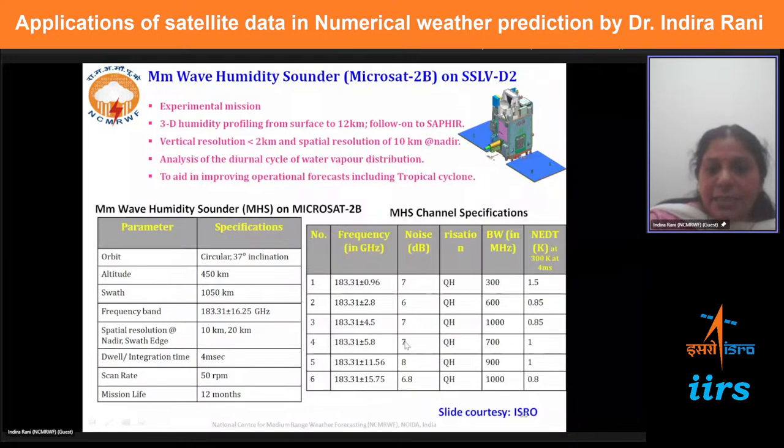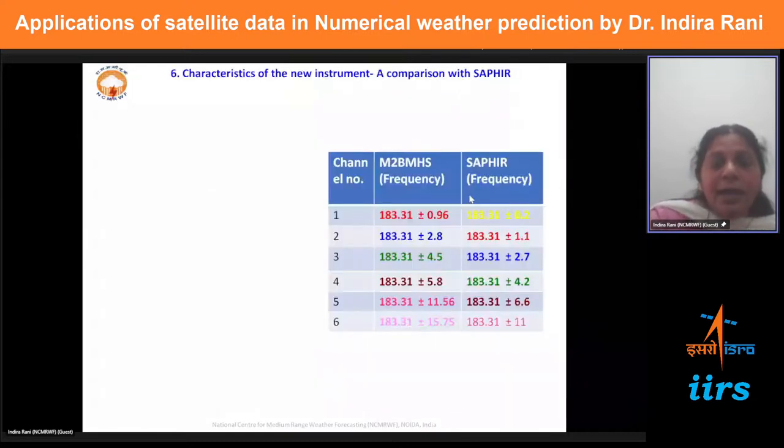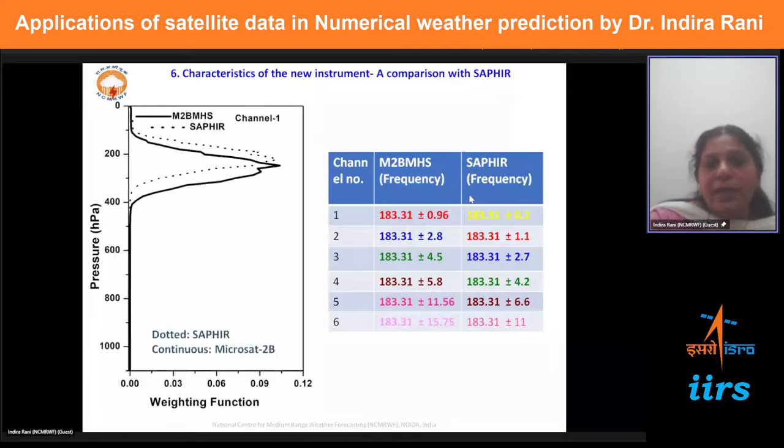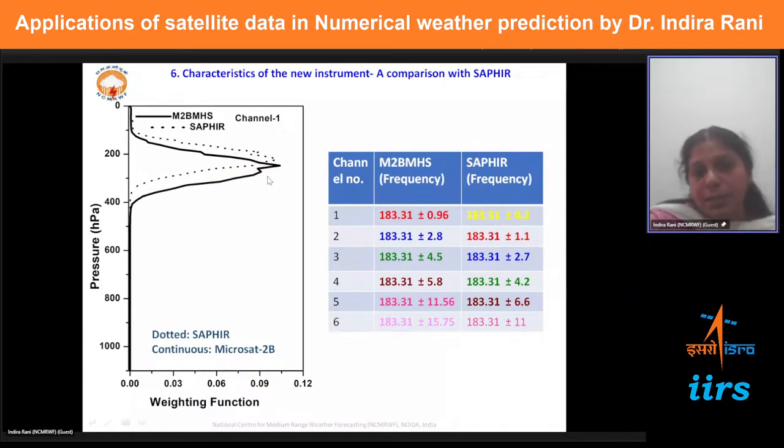But we can see the channels are almost the same, in the same frequency range, that we are getting from the new instrument also. We started getting this new instrument data from ISRO. We got about one week of data and analyzed it. We compared the weighting functions of the two instruments, Saphir and Microsat 2B. Here the dotted line represents the Saphir channels, and the continuous line represents the new instrument, Microsat 2B.